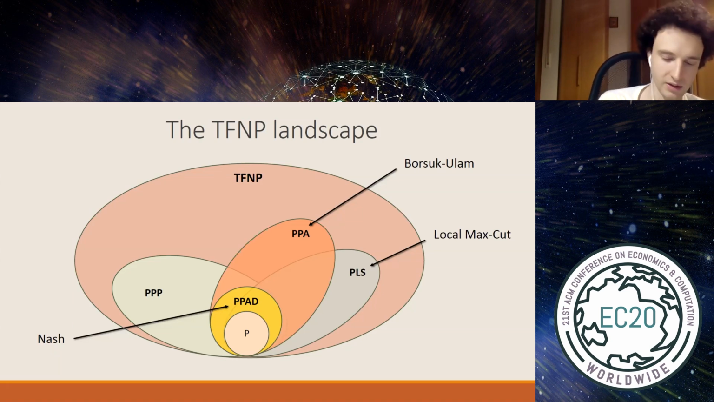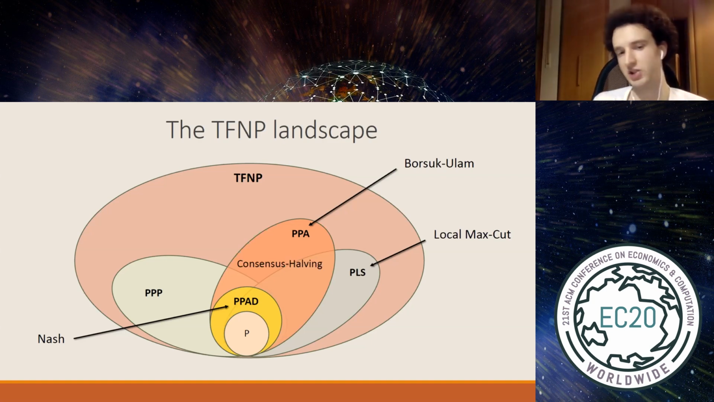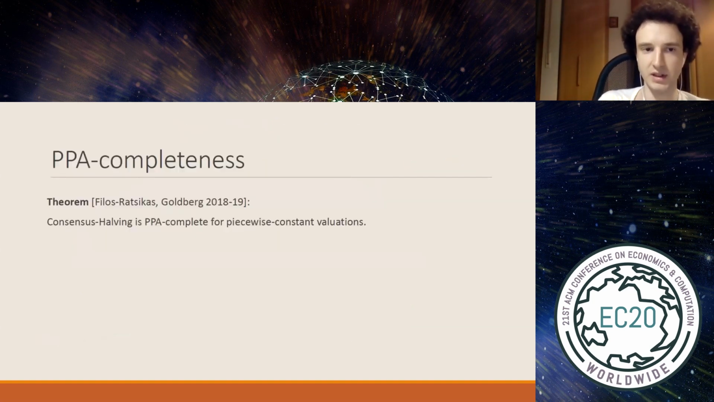Now, recall that the Consensus-Halving Theorem was proved using the Borsuk-Ulam theorem, and in fact, this proof can be turned into a polynomial time reduction to show that the consensus-halving problem actually lies in PPA. Now, the surprising result that was obtained relatively recently is that this consensus-halving problem is actually complete for this class PPA, for this model with the piecewise-constant valuations that were shown by Filos-Ratsikas and Goldberg.